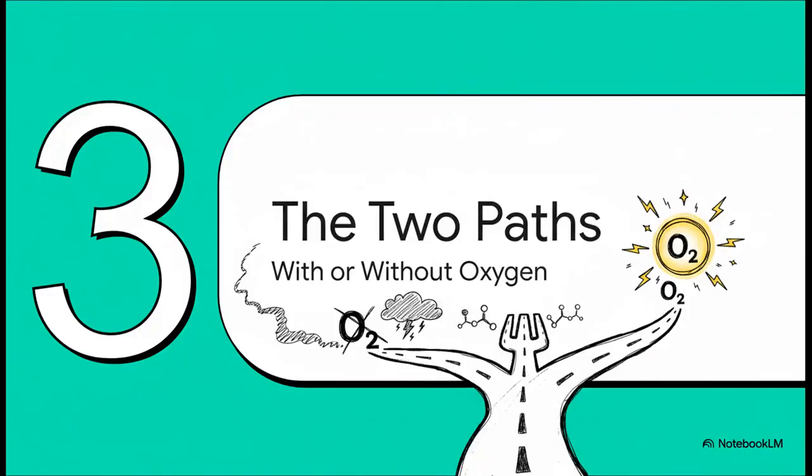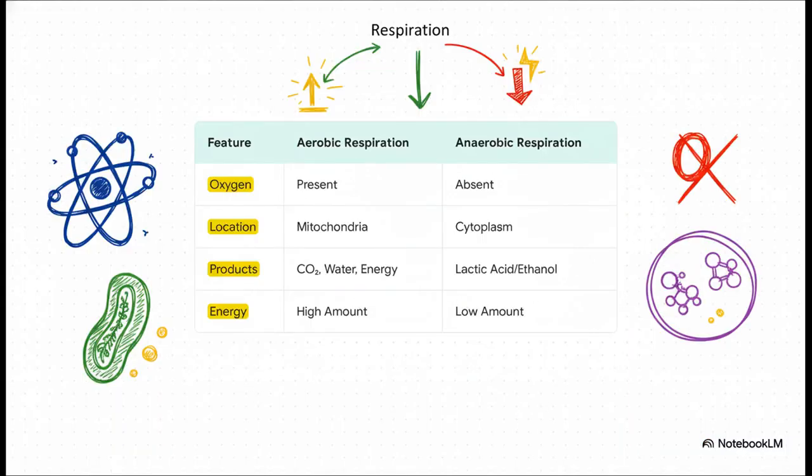So, we've broken glucose down into pyruvate. At this point, the cell is at a kind of crossroads. It has to choose which path to take next, and that choice depends on one simple factor. Is oxygen available or not? This table shows the two paths very clearly. If oxygen is present, we call it aerobic respiration. If oxygen is absent, it's anaerobic respiration.